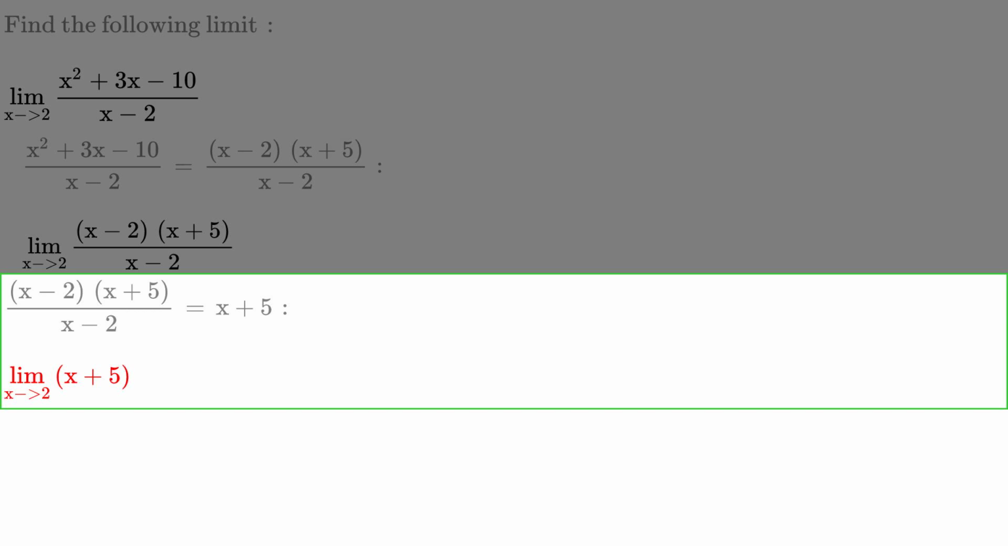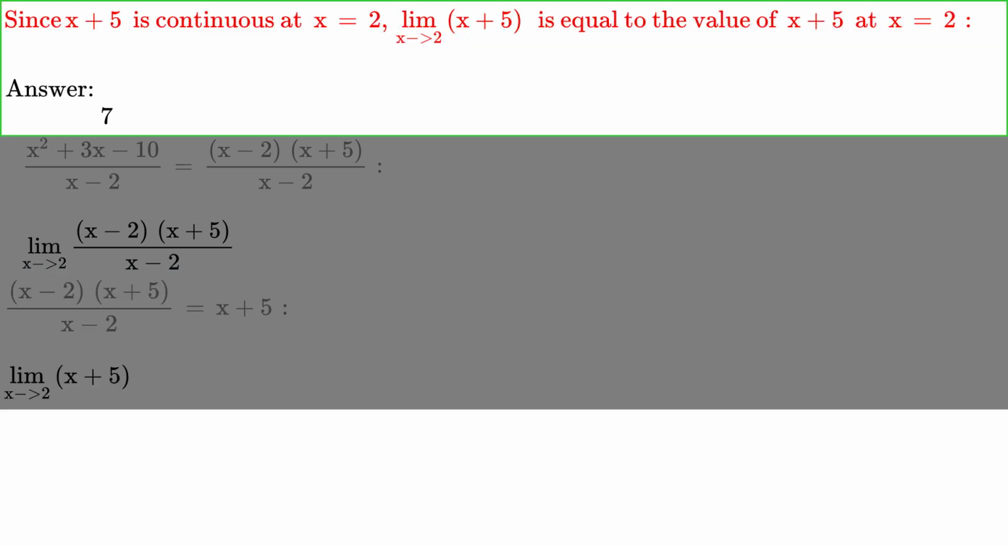The second row is the limit as x approaches 2 of the expression inside the parentheses. The expression inside the parentheses is x plus 5. The limit as x approaches 2 of the expression x plus 5 is equal to the value of x plus 5 at x equals 2, which is 7.